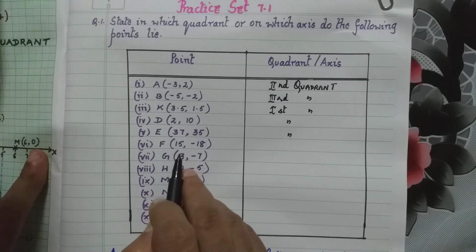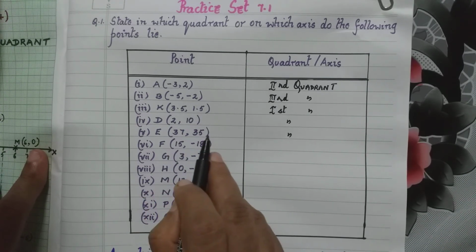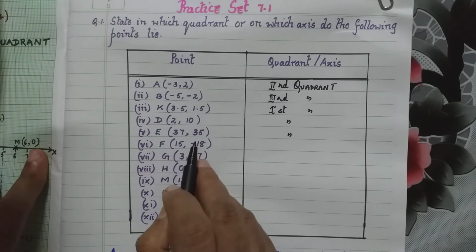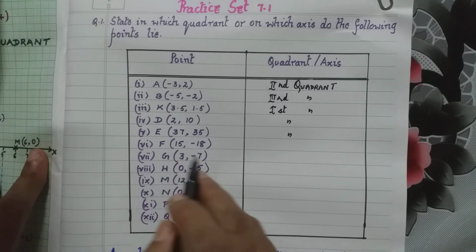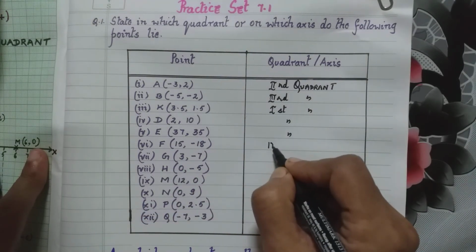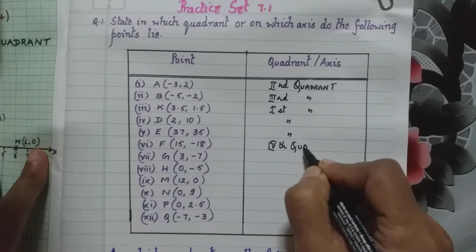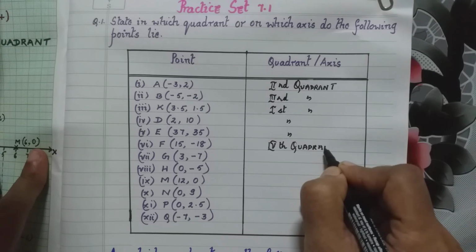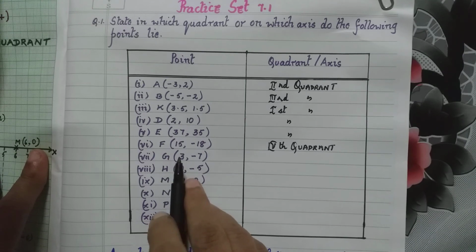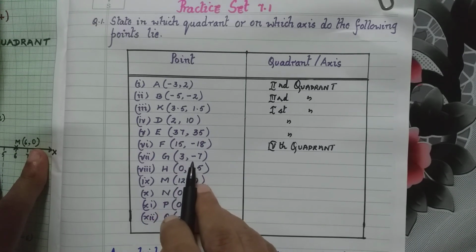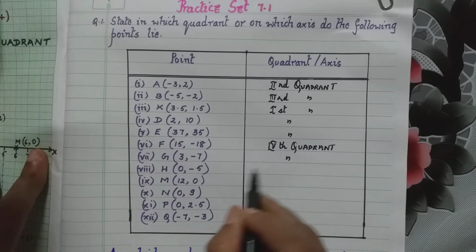You see that the x coordinate is plus or positive, but the y coordinate is negative. So plus, minus is the fourth quadrant. So we write here fourth quadrant. Same way for G, it is having the x coordinate positive, y coordinate negative. Therefore, it will lie in the fourth quadrant.